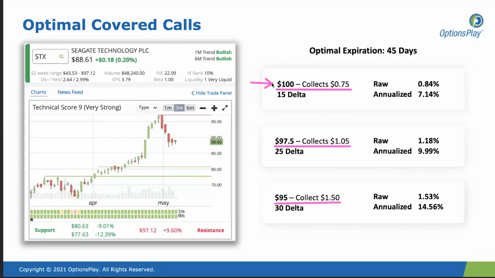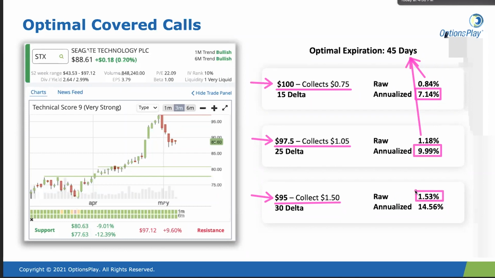So this translates to $75 per contract, $105 per contract, or $150 in income, which gives these particular returns: a raw return of 0.84% in 45 days. If you annualize that over the year, that comes out to be 7%. 1.1% over 45 days annualizes out to just shy of 10%, and $1.50 comes out to be 1.53% in 45 days, which annualizes out to 14.56%.